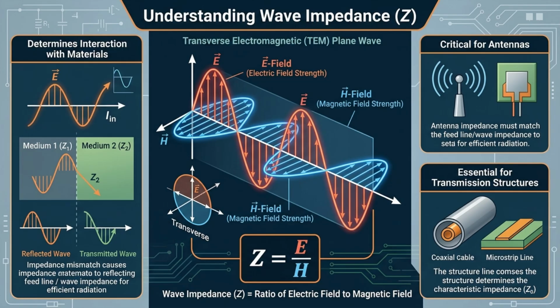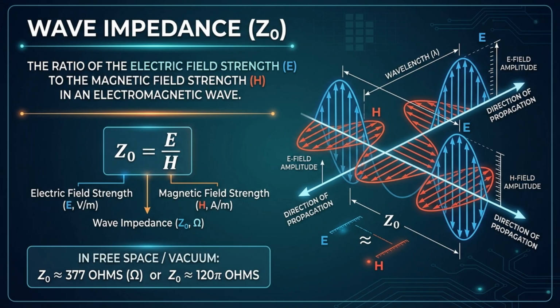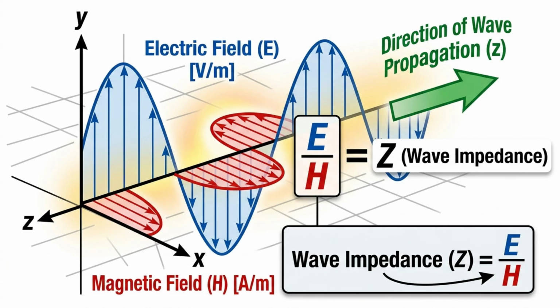Answering these questions is crucial because the balance between electric and magnetic fields determines how electromagnetic waves interact with materials, antennas, and transmission structures. This relationship is described by a quantity known as wave impedance. Wave impedance is the ratio of the electric field strength to the magnetic field strength in an electromagnetic wave. Instead of relating voltage and current as in circuit theory, wave impedance relates electric and magnetic fields. It describes how much electric field exists for a given amount of magnetic field during wave propagation.